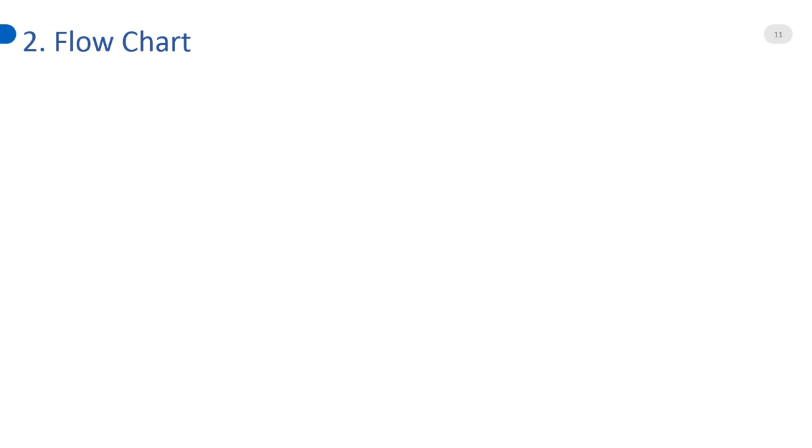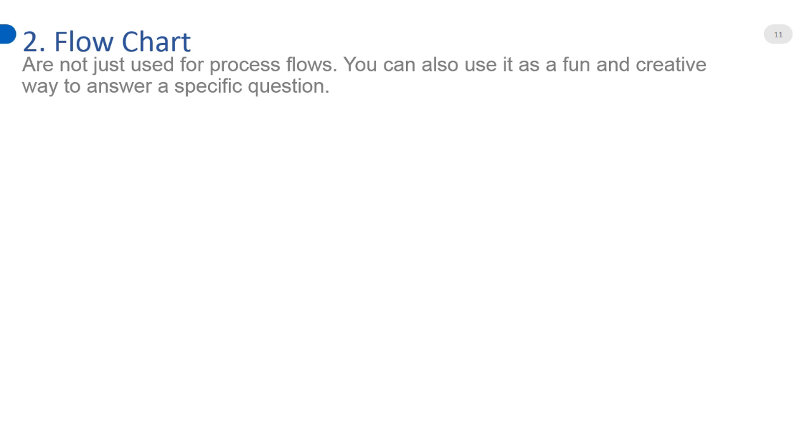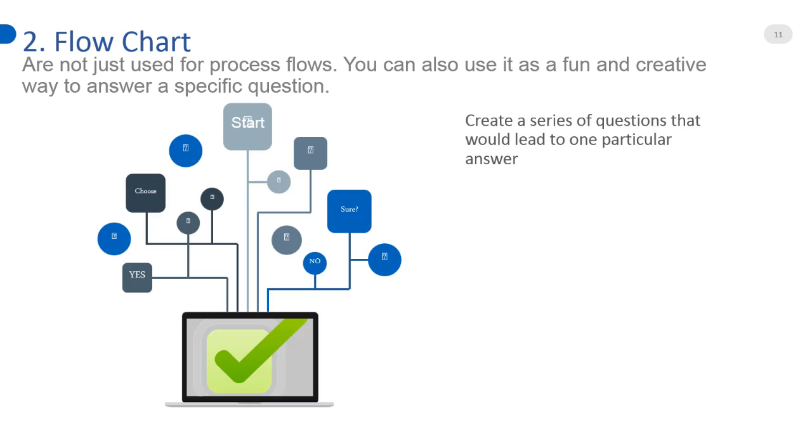Second style is a flow chart. So in this case, you can use a lot of processes, flows, and you can also use it as a fun and creative way to answer a specific question. So if you think about a flow chart, we always have a starting point. You have a starting point, you go to somewhere, you can have yes or no. If it's yes, they move here. If they say no, they move to a different process and different avenue and different pathway.